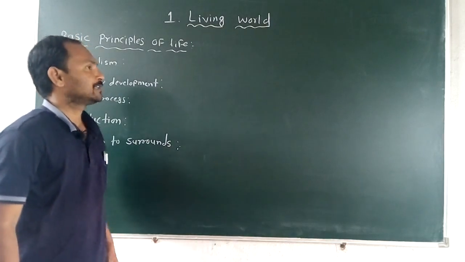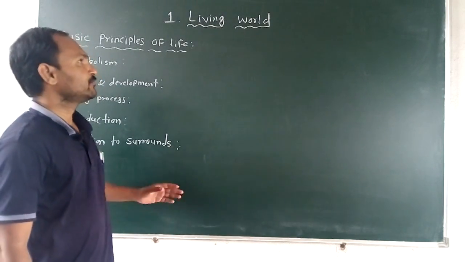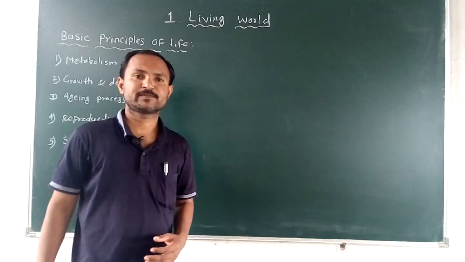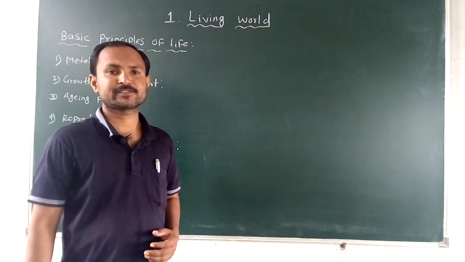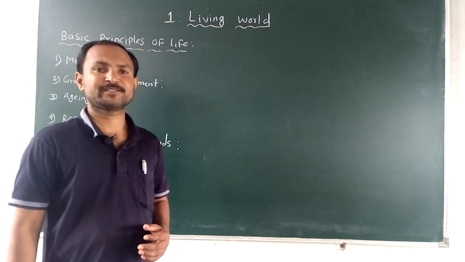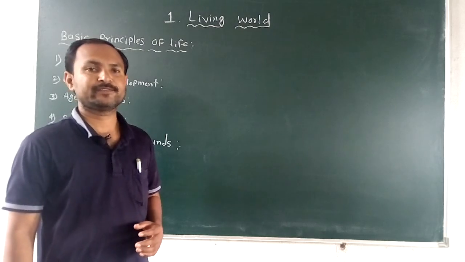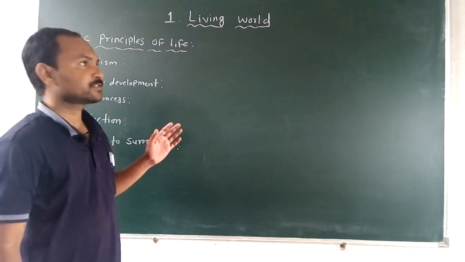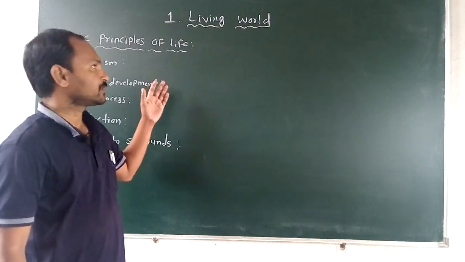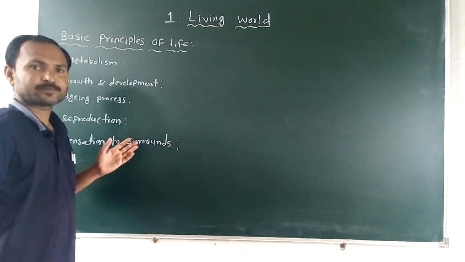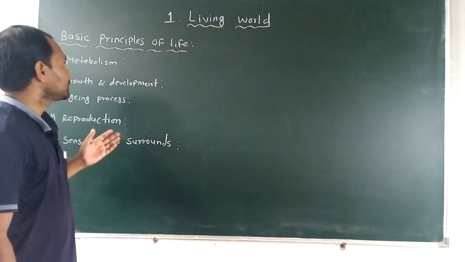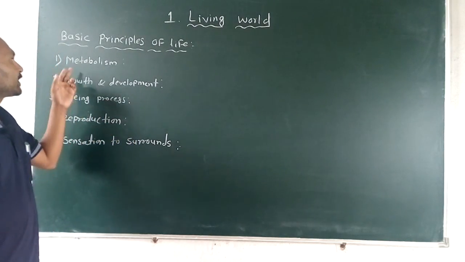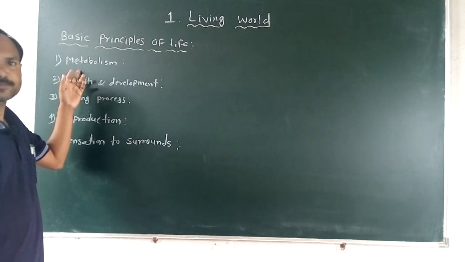Our first chapter is the living world. In that living world, we have seen the difference between living and non-living things, exactly what the dissimilarities are between them. After that, about the living things, we call it life. That life has some basic principles. Among these basic principles, we have completed metabolism, which is one of the important basic principles.